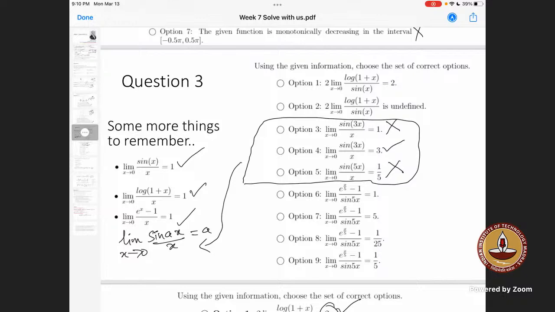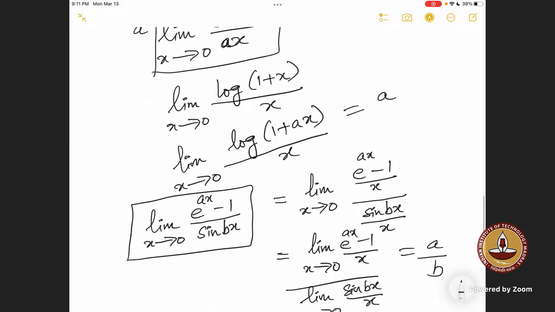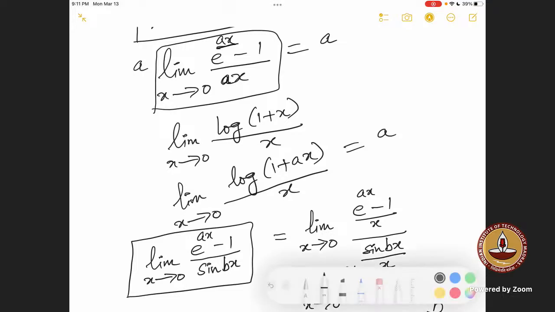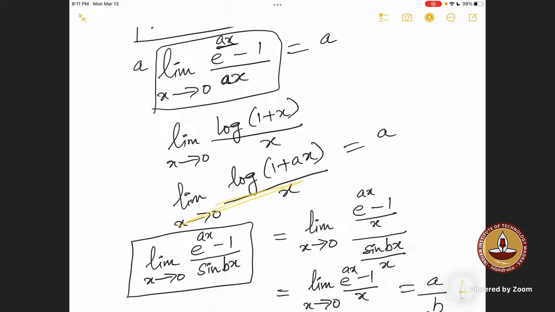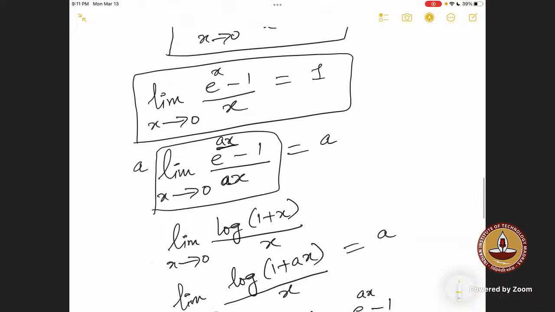Sir, in the log formula, limit x tends to 0, log 1 plus a x by x tends to a, sir. Yeah. Shall I explain that formula once again? Sir, how is it possible? Log 1 plus x by x equals 1, but how is log of 1 plus a x by x equal to a?